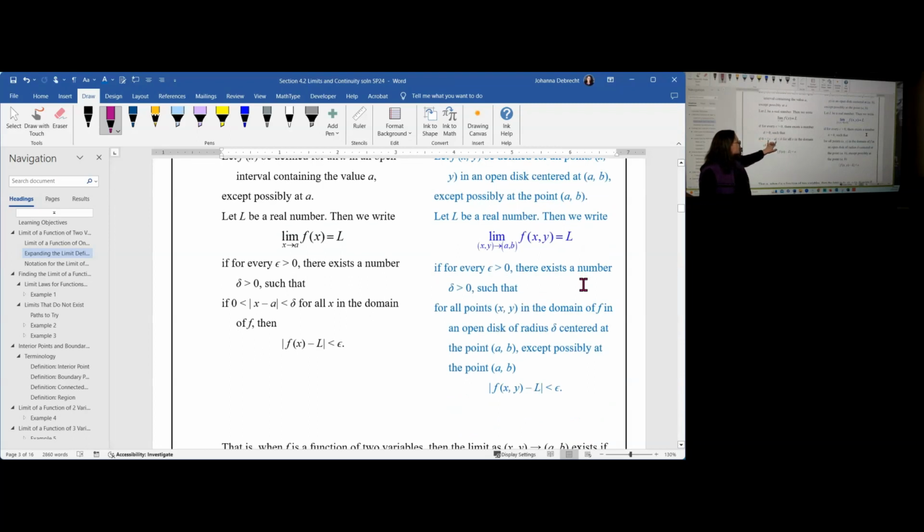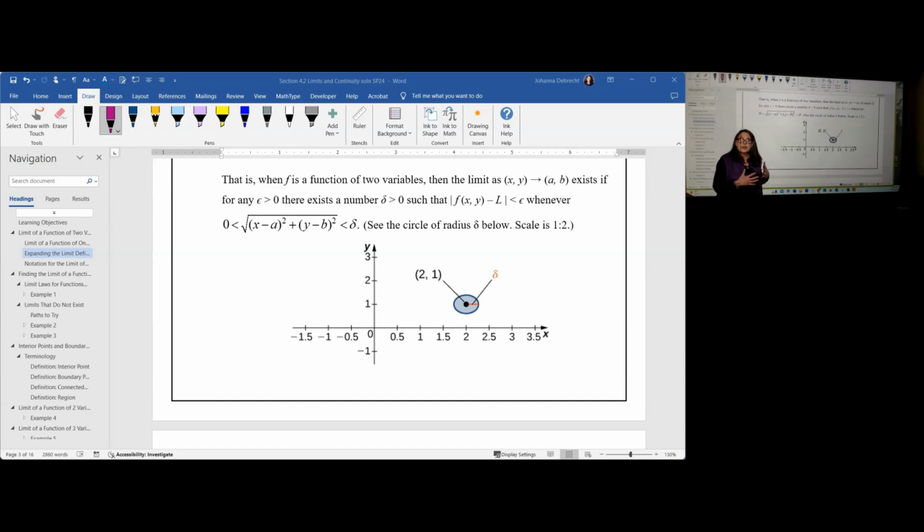If 0 less than absolute value of x minus a less than delta, if the distance between the x value and a is positive and less than delta for all the x in the domain of f, then absolute value of f of x minus L is less than epsilon. Over here, it says for all points xy in the domain of f in the open disk of radius delta centered at the point AB, except possibly at the point AB. Again, if you are close enough to it for all the function values in that interval on the left and in the disk on the right, then the limit exists, and the limit is L.